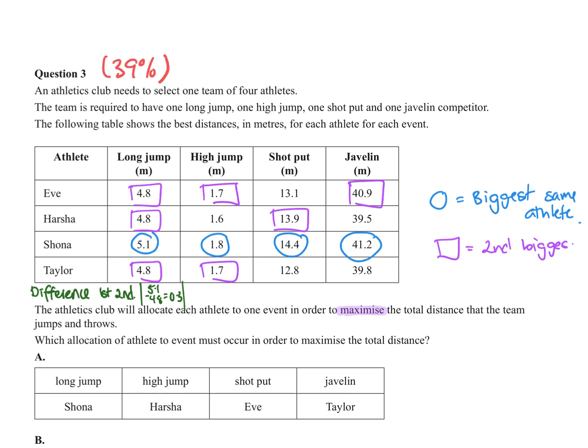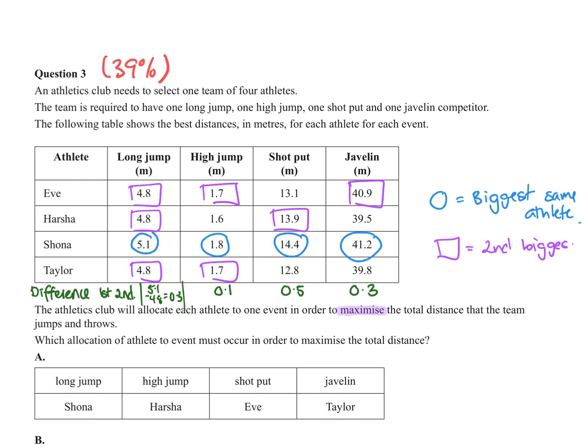If I look at the difference here, it's only 0.1. If I look here, it's 0.5. And the next one is 0.3. So I want to lose the least amount. So which one? I want Shona to do shot put. Does that make sense? Because if I didn't, I'm going to miss out on 0.5. Yeah? So that's the bigger one.